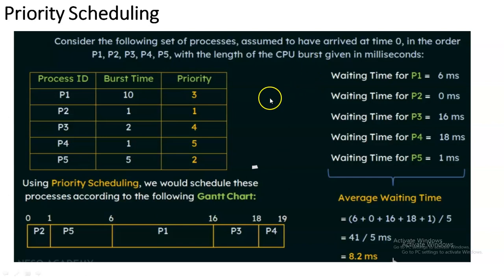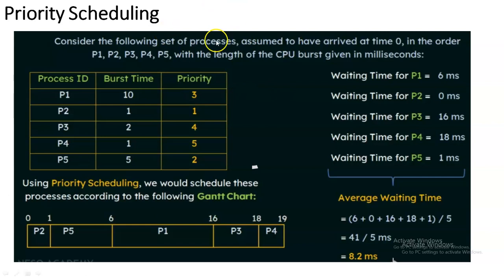So this is how the question will be given for priority scheduling. Process ID will be given, burst time will be given, and especially in priority scheduling, a priority will be given for each process. To draw the Gantt chart, as usual, it starts with 0, and you are going to consider the priority. Check the priority: whichever numeric value is smaller means it has the highest priority.